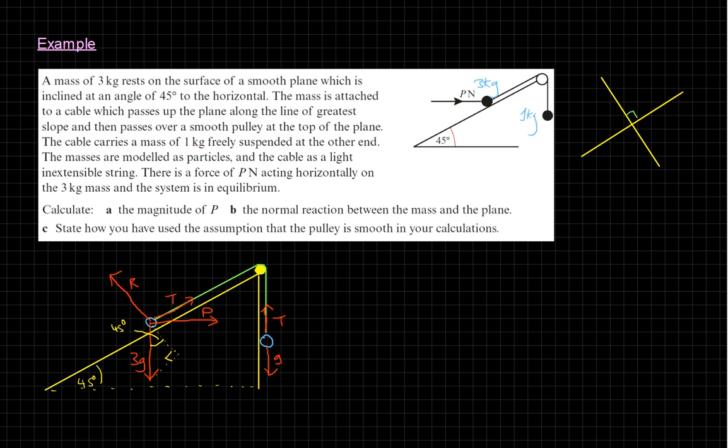And remember, this is always going to happen. Whenever you've got an object on an inclined plane, by geometry, whatever that angle is there will be the same as this angle here when you split up the weight into its two components. Okay, it'll always be the same angle. So if this 45 was 20, this would also be 20. Okay, so then this here is 3G cos 45, and this part here is 3G sine 45.